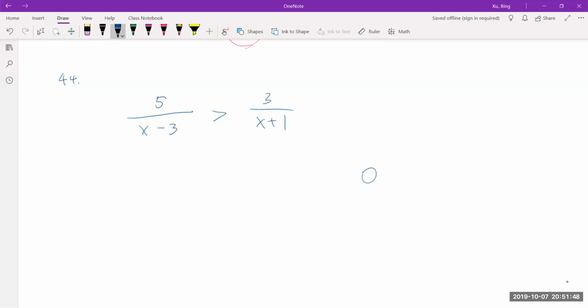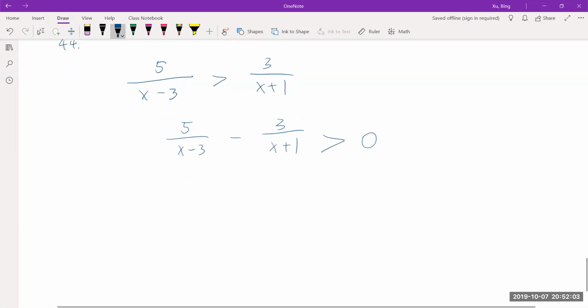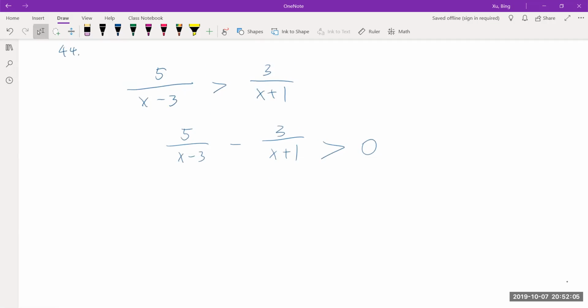So first thing we do, let's move everything to one side. I will move the 3 over x plus 1 to the left side. So first step, this is what I get. Now I need the left side to be one fraction. Now it's two fractions. To make it one fraction, I need to, again, find a common denominator. So what is the common denominator between x minus 3 and x plus 1? What is the LCD here?